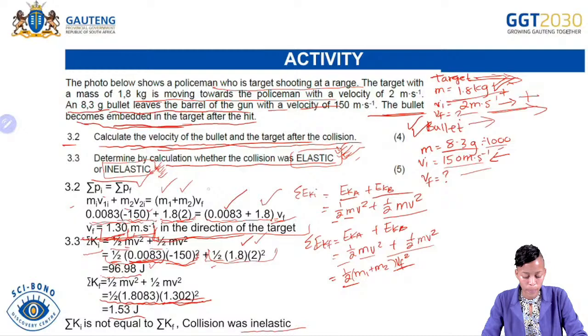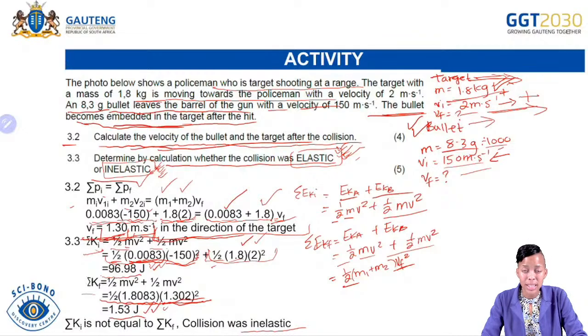Okay, so you must remember that after calculating, the question said determine by calculation whether the collision was elastic or inelastic. So after the calculations, you need to give a statement. You cannot just write out the answers and leave them as they are. You need to give a statement that then concludes. So the conclusion must be based on the sum of the kinetic energy before or initial, whether it is equal to or not equal to the sum of the kinetic energy after the collision.